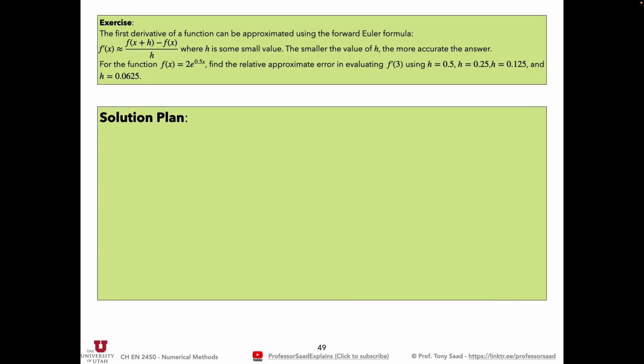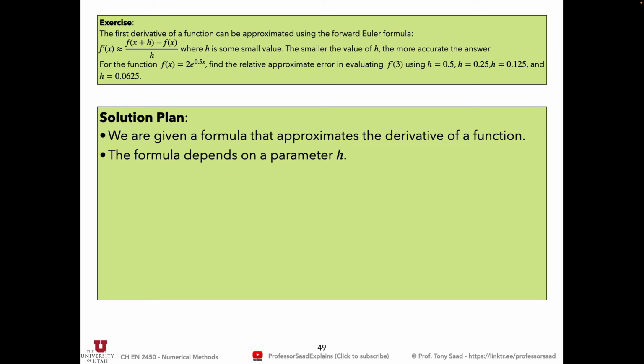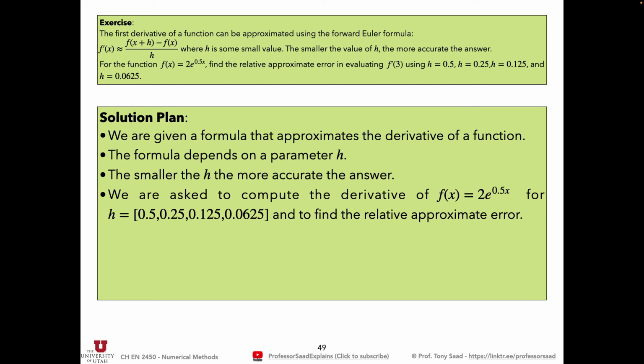Okay. So here's my solution plan. We are given a formula that approximates the derivative of any function, and the formula depends on some parameter h, and we know for a fact that the smaller the h value, the more accurate the answer. So that should give us that critical thinking step: I should expect that the error with smaller values of h is going to be smaller than the error with higher values of h. So that's your sanity check, okay? And then we are asked to compute the derivative of this 2e to the half x for these different values of h, 0.5, 0.25, and so on. And then find the relative approximate error.